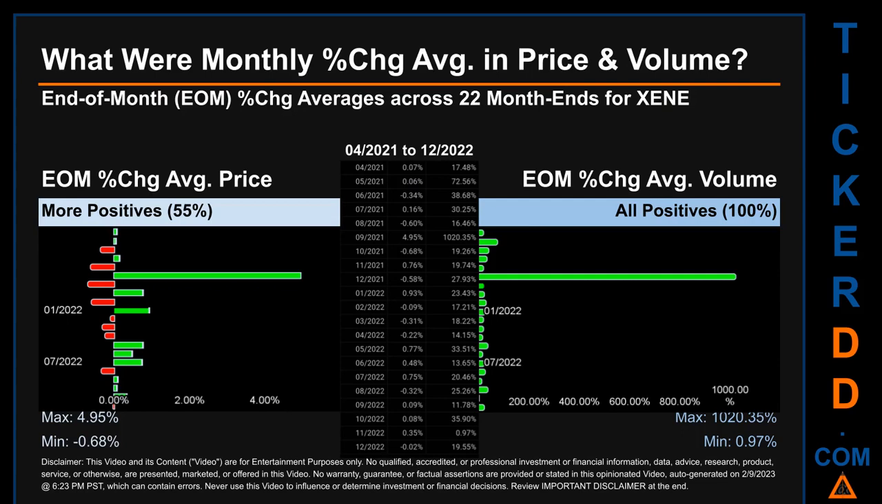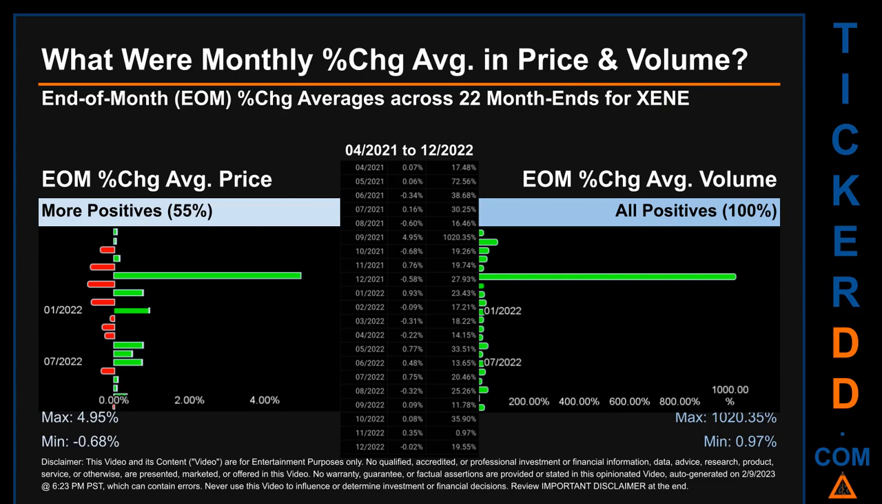What were end-of-month percentage change averages in price and volume for XENE? The monthly average of percentage change in price and in volume were calculated for each of the 22 month ends. That calculation took daily percentage changes and averaged them for each given month. If a month end came out negative, then it means that the month summarily saw a negative change.